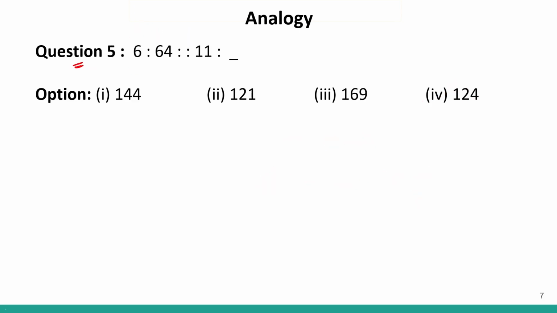Okay. Question number 5, we have 6, 64, 11 and then we have to find the missing term. So 64 is basically what? 8 square. What is the relationship between 6 and 8? It is plus 2. Correct? So for 11 we will do plus 2, we will get 13. And what is the value of 13 square? It is 169. Is 169 in the option? Yes, it is in option number 3. So option number 3 will be the correct answer to this question. 169 will be the answer.